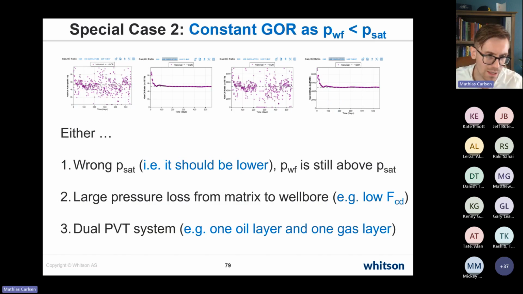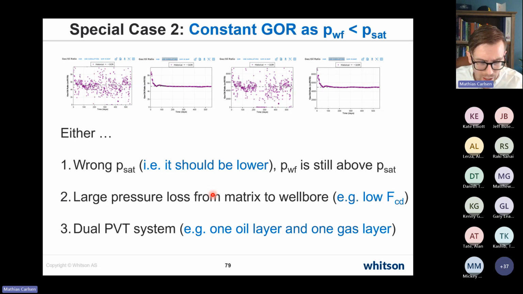Yeah, no, so that's the large pressure loss from matrix to wellbore. It could be modeled very simply in a numerical model if you assume that your fracture conductivity is really low. Some people don't believe in that, so it could be something else.